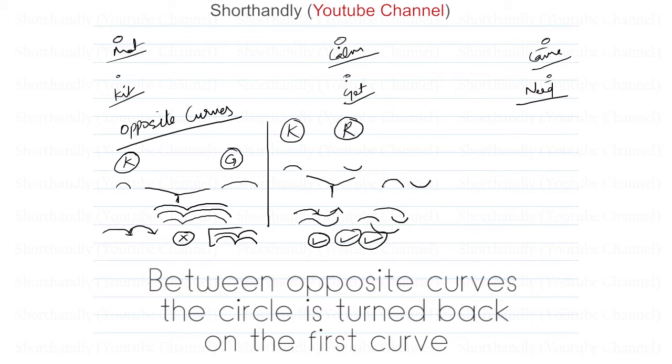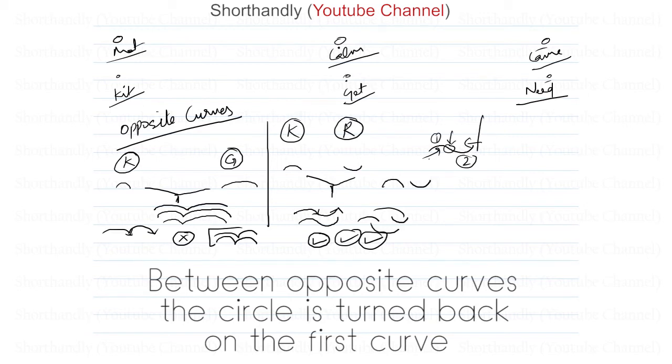Now let's read the statement again. It says between opposite curves, the circle is turned back on the first curve. So it's simply saying that if we have two opposite curves, this is the first one and this is the second one, and if we have to make a circle between these two opposite curves, in the center, then the circle is turned back on the first curve.